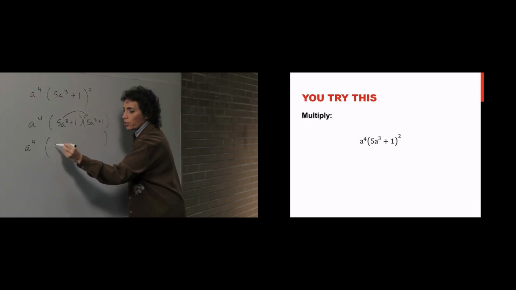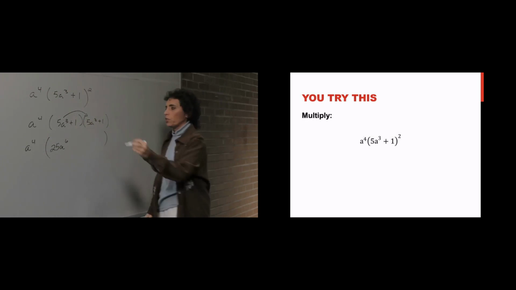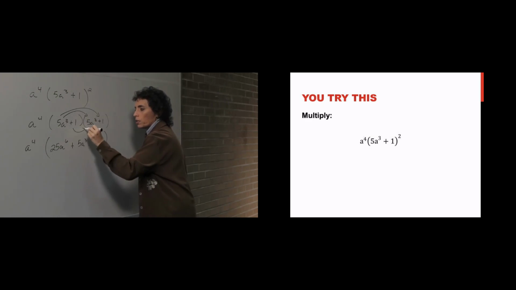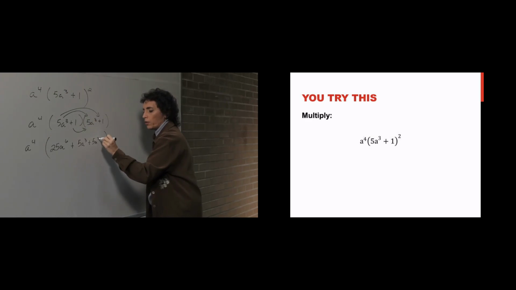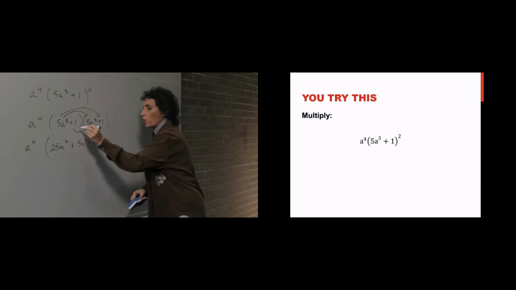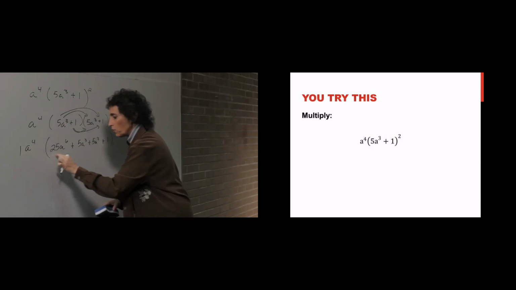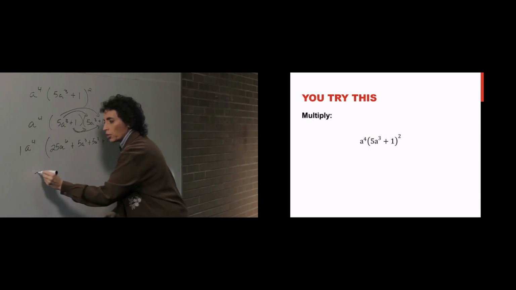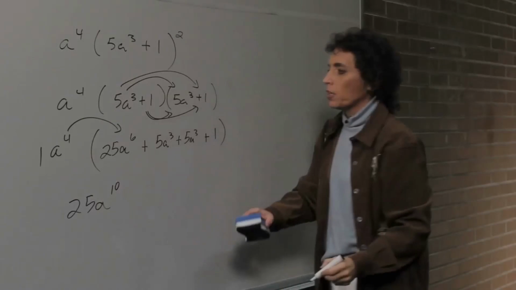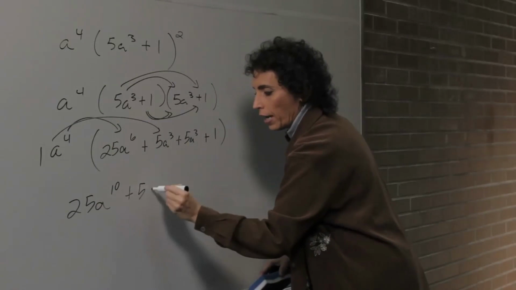5a cubed times 5a cubed is 25a to the 6th, because keep the base, add the exponents. Then a positive times a positive is a positive. 5a cubed times 1 is 5a cubed. Everything's positive, so I don't have to worry about it. Oh, I didn't make my parentheses long enough. And then positive 1 times 1 is 1. Then I distribute my a to the 4th. Remember, there's a 1 here, so none of these coefficients are going to change. And I'm just going to get 25a to the, add the exponents, a to the 10th, okay? It's getting a little crowded here. Plus 5a to the 7th.